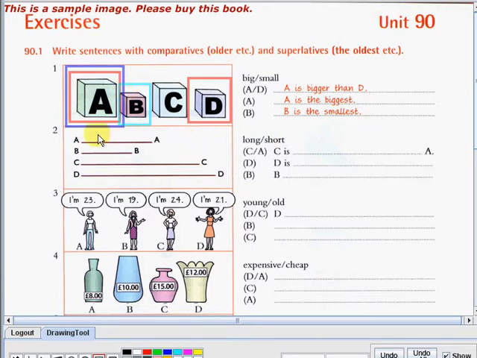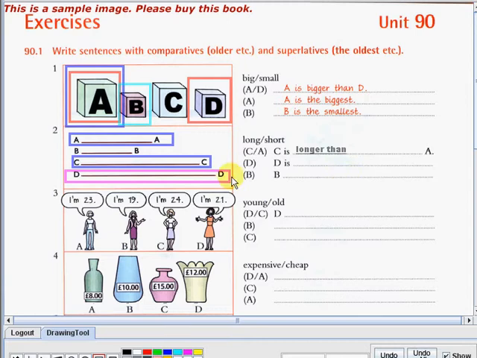We can see lines A, B, C, and D. Here, we will use the words long and short. So what do you think is the answer for this number? So by looking at lines C and A, we can say that C is longer than A, right? How about the next one? What can you say about line D? Here is line D. So we can say that D is the longest.